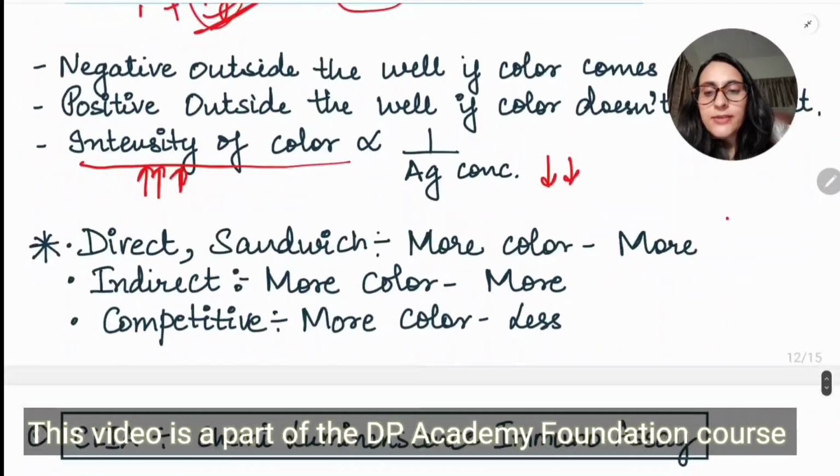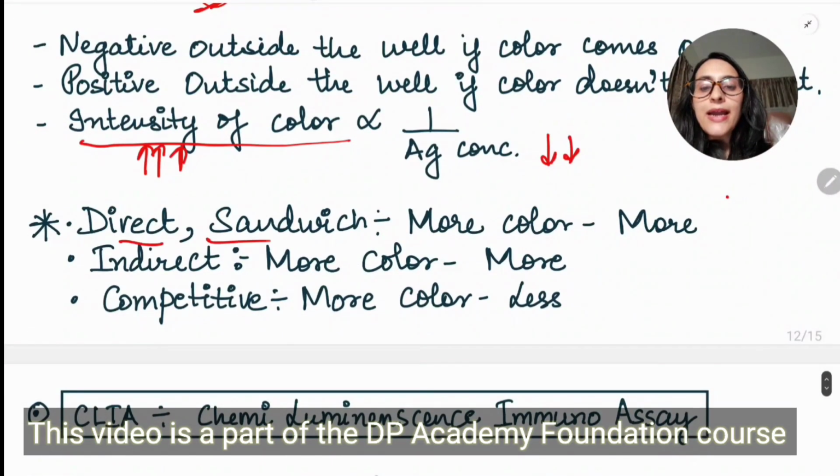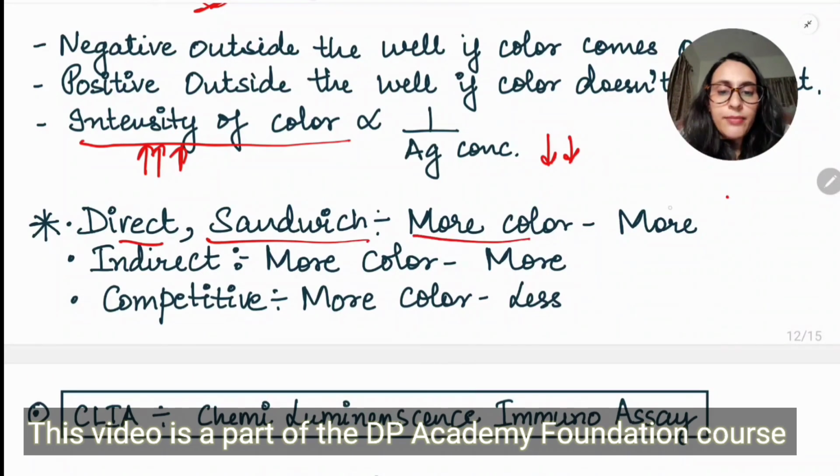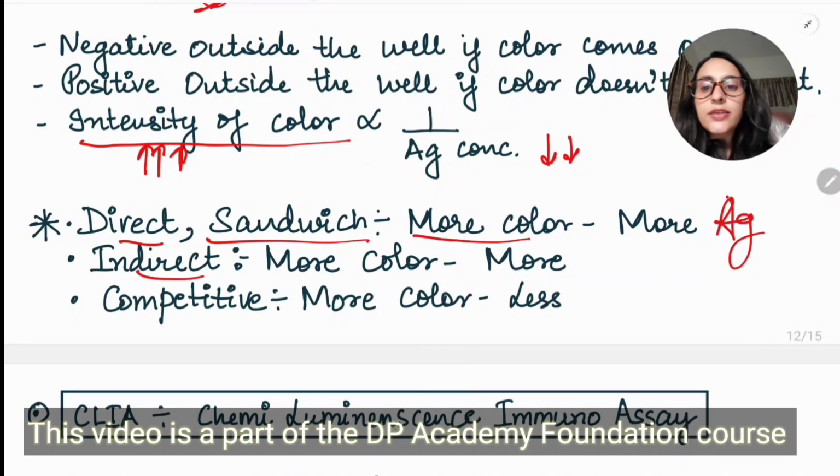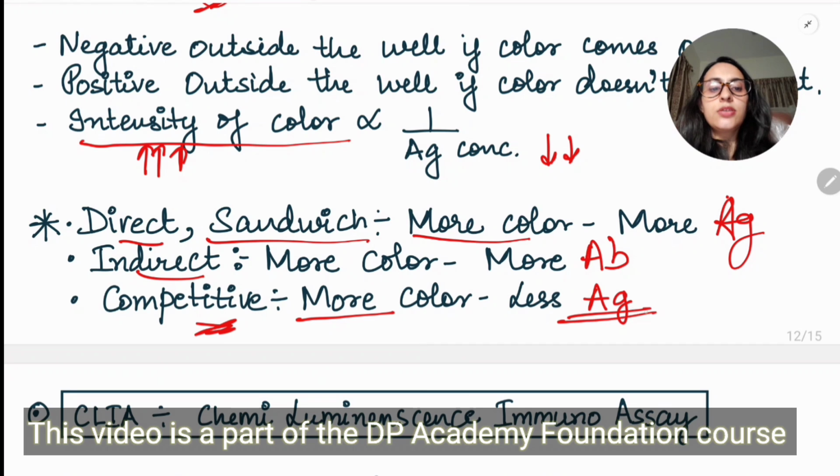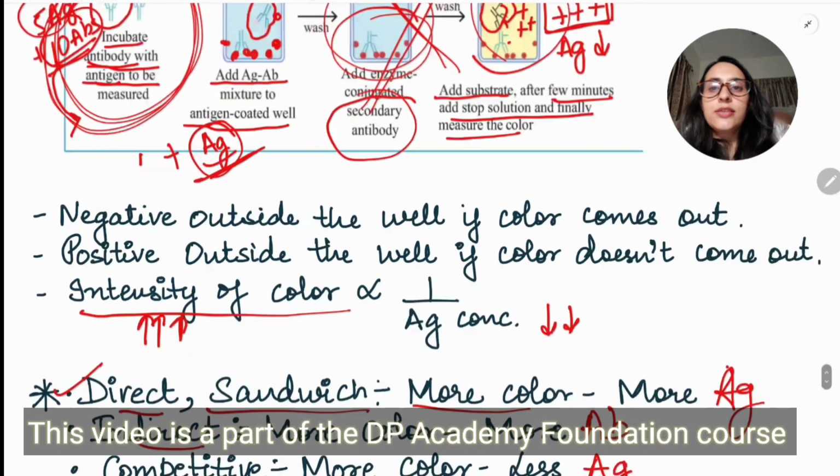So this is the competitive ELISA. In direct and sandwich techniques, more color means more antigen. Indirect is related to antibody. But here in competitive ELISA, it is not directly related. It is inversely related. So more color means less antigen. This is the difference between competitive and direct and sandwich ELISA.